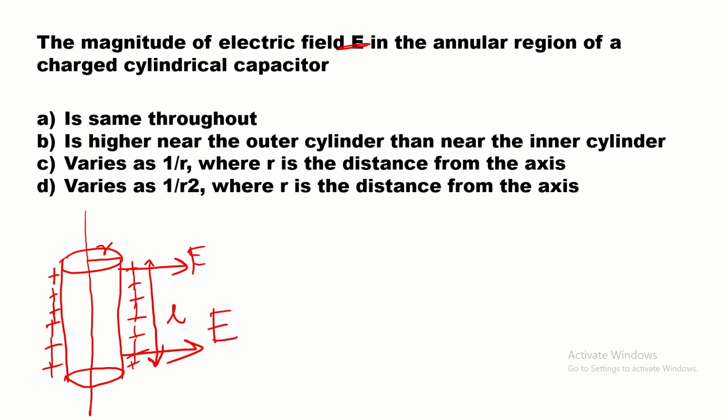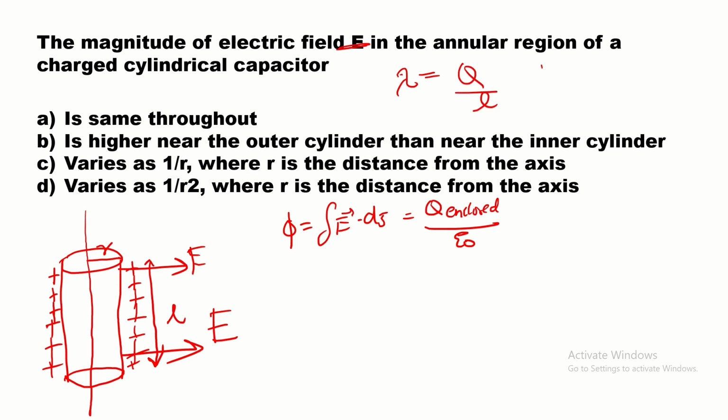So that means flux can be written as integral E dot ds is equal to Q enclosed by epsilon naught. Now we assume that lambda is the linear charge density. So lambda will be equal to Q by L, which gives Q enclosed equal to lambda into L. And over here, since E is constant throughout, because E over here and here would be same, we can take it outside of the integration. So we get E into integral ds.